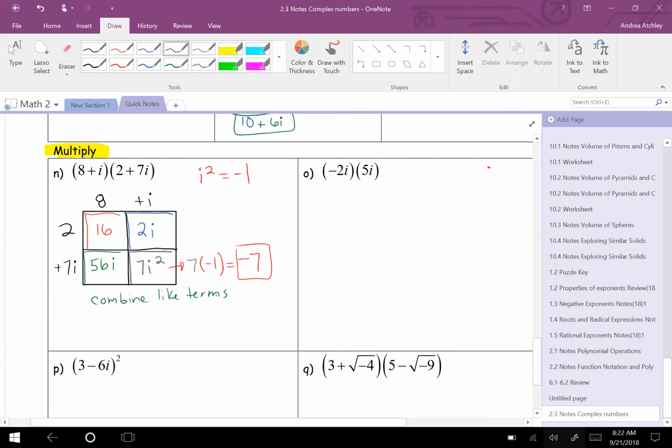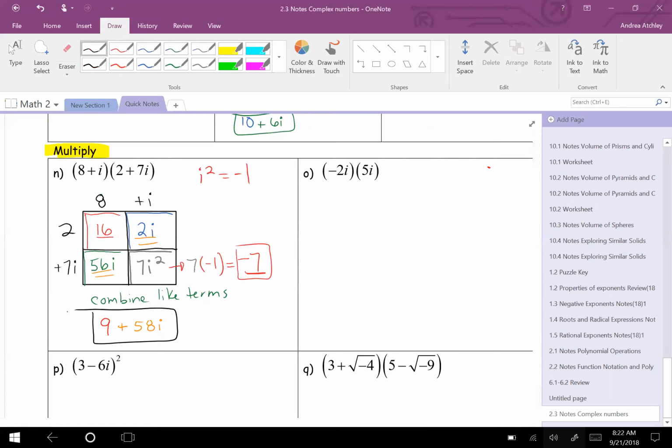So I'm going to combine my like terms. 16 and negative 7 go together. They're opposite signs, so I'm going to subtract and get 9. And then I have 2i and 56i. They're both positive, so I'm going to add them and get 58i. Okay, and that's my complex number. Any questions over that?